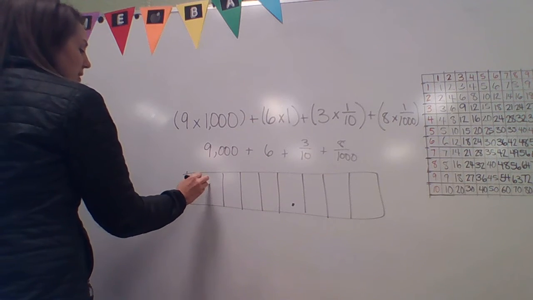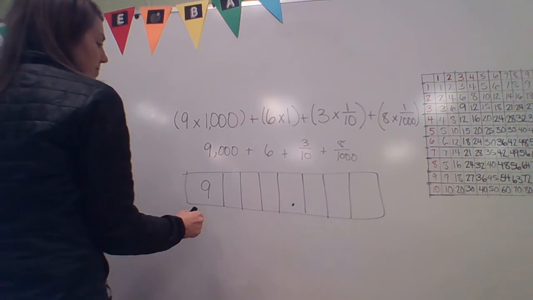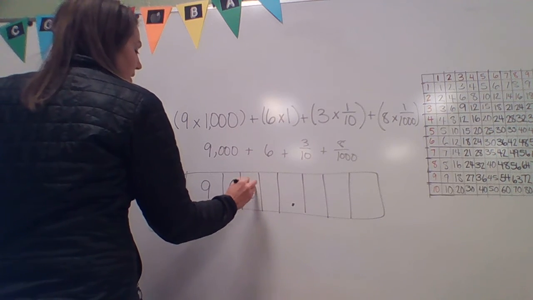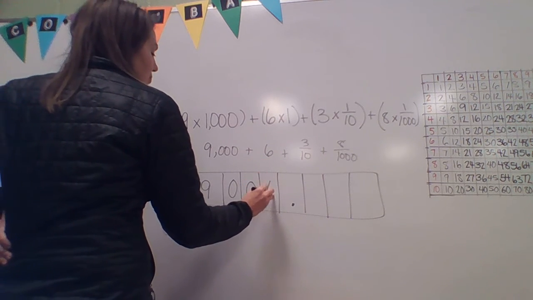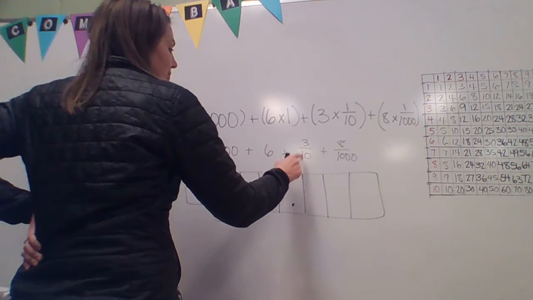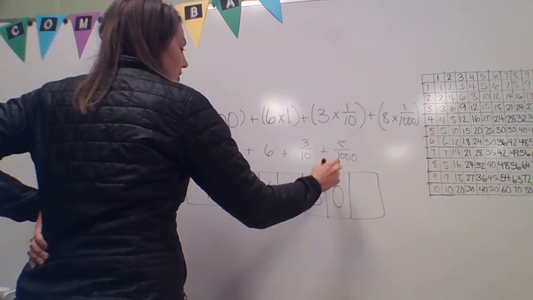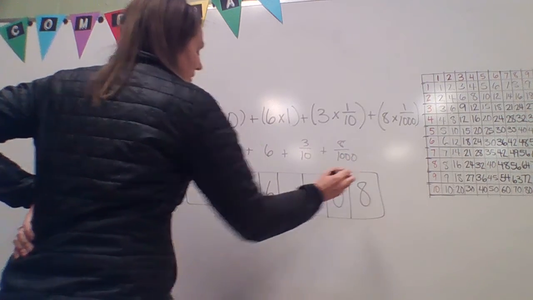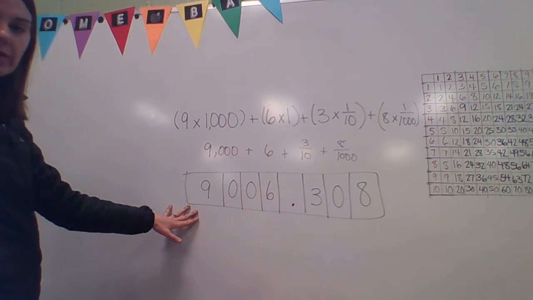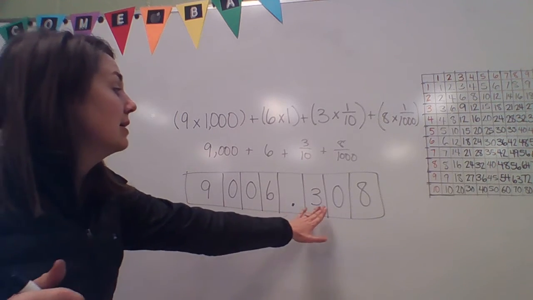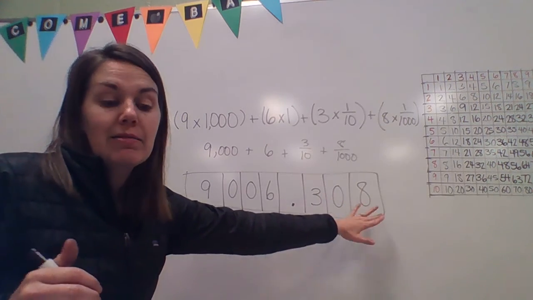So I have a 9 in my thousands place. I don't have any hundreds. I don't have any tens. I have 6 ones. I have 3 in my tenths place. I don't have any hundredths. And I have 8 in my thousandths place. Either way, we're going to get the same answer of 9,006 and 308 thousandths.